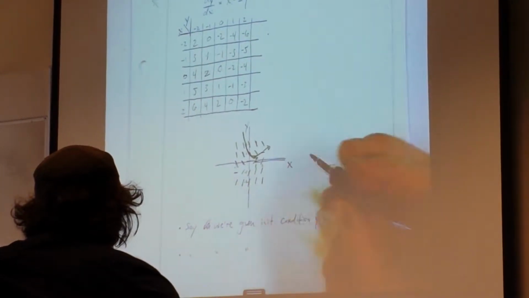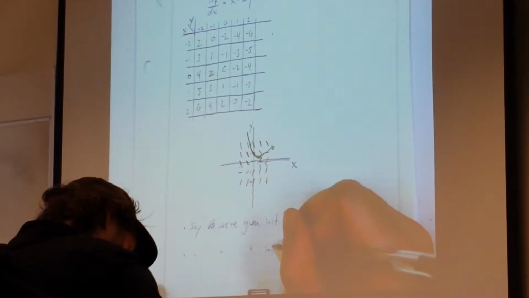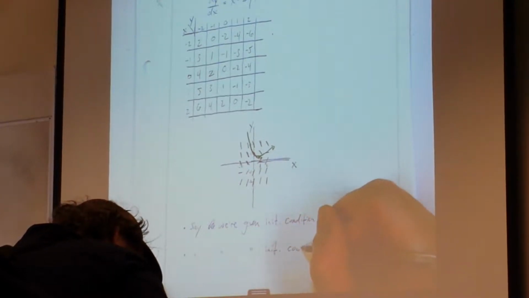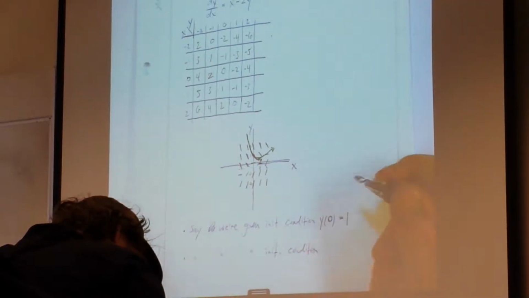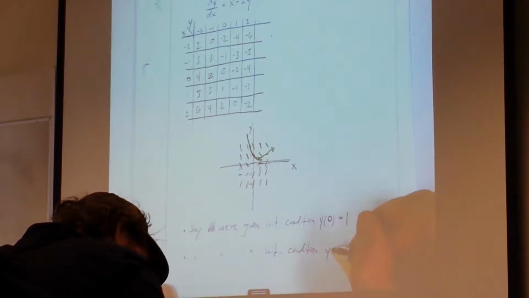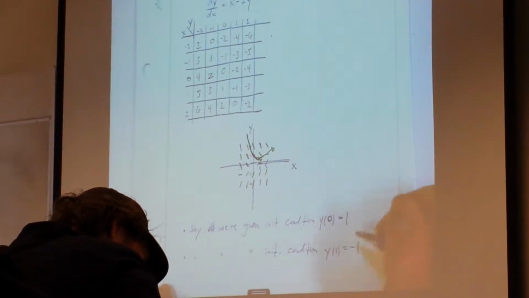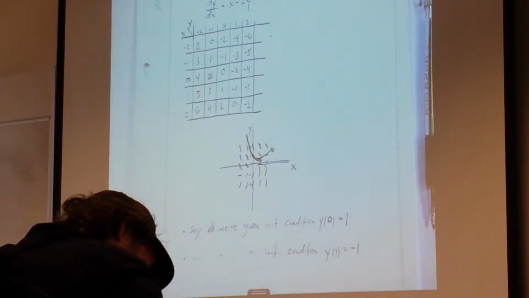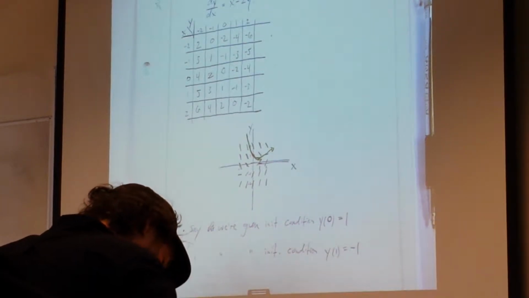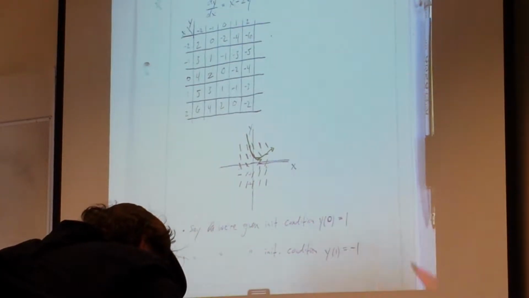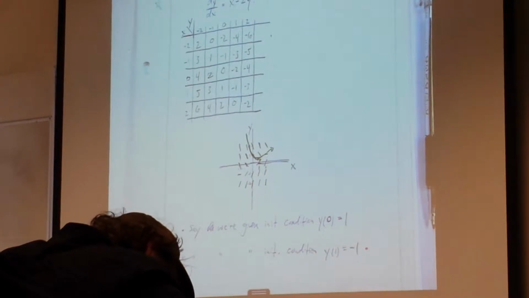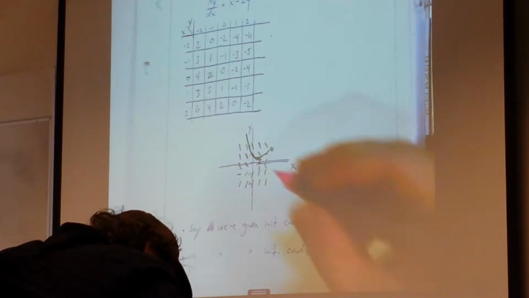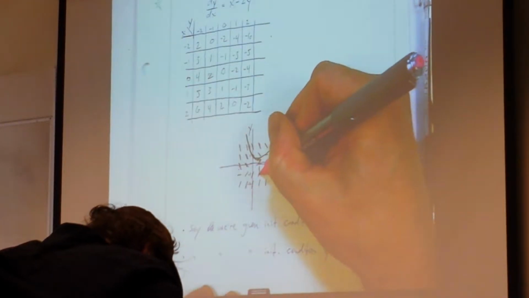Need to do the level. All right. Say we're given a better initial condition. Say we're given an initial condition that y of 1 equals -1. Let's do this in another color. Okay. So if y of 1 equals -1, that's this point right here.